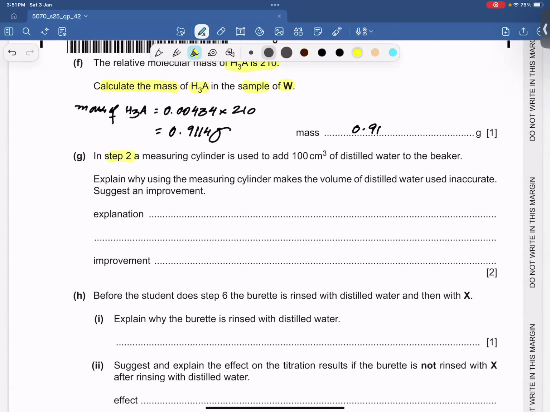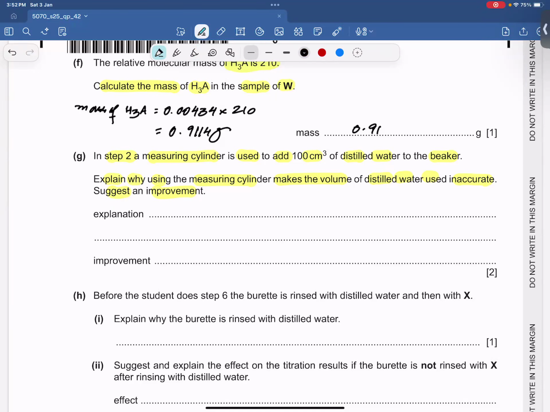In step 2, a measuring cylinder is used to add 100 cm cube of distilled water to the beaker. Explain why using the measuring cylinder makes the volume of distilled water used inaccurate. Suggest an improvement. I've told you that the internal diameter of the measuring cylinder is bigger than burette and pipette, which is why measuring the volume of distilled water is not going to be very accurate. So internal diameter ज्यादा होना केमिस्ट्री में कहते हैं does not have high resolution or can read only 0.5 cm cube.